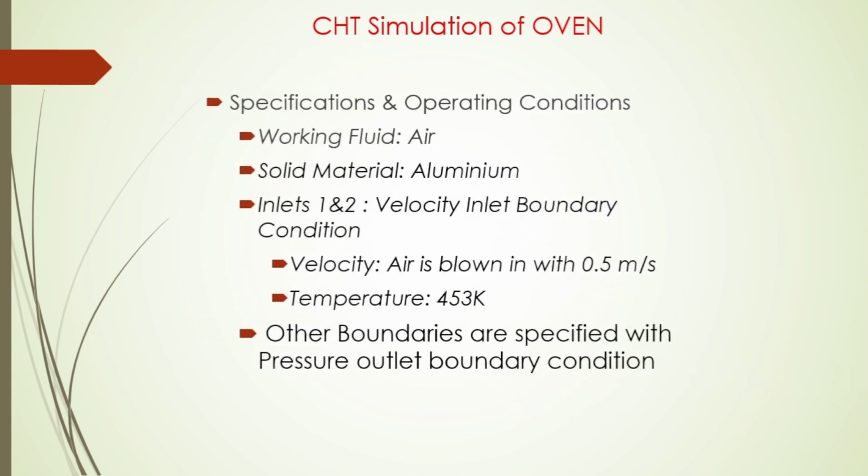The specifications and operating conditions. The working fluid considered is air and the material of the solid is aluminum. Both the inlets are specified with velocity inlet boundary condition with a velocity of 0.5 meters per second. Air is blown from these inlets with a temperature of 453 Kelvin. The other boundaries are specified with pressure outlet boundary conditions. Now let us revisit the folder structure and check the operating conditions and update if needed.